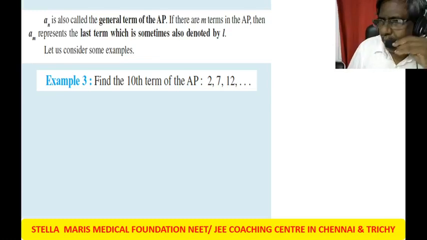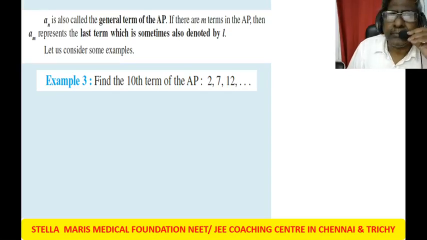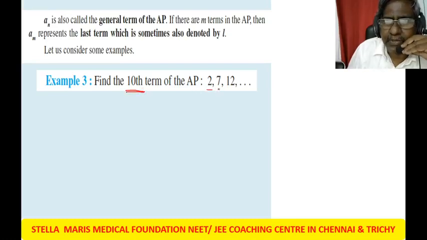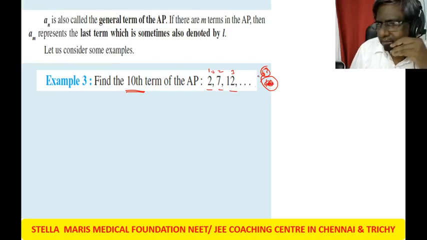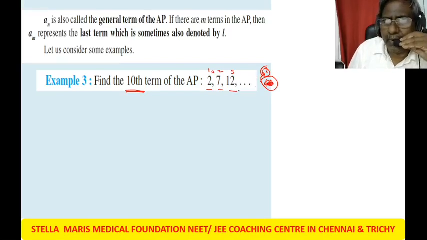See now, watch this problem. Let us see some examples. Find the 10th term of the AP 2, 7, 12. We have to find the 10th term. This is the first term, this is the second term, this is the third term, likewise. They are asking what will be the 10th term. You understand this question. Now see how I am solving this problem.